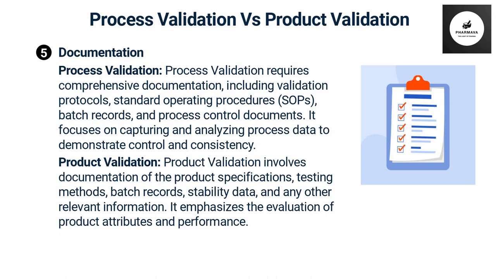In summary, process validation primarily focuses on establishing and maintaining control over the manufacturing process, while product validation specifically assesses the final pharmaceutical product. Both validations are essential in ensuring the quality, safety, and efficacy of pharmaceutical products, albeit with different scopes and objectives.